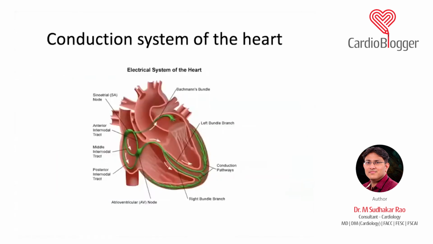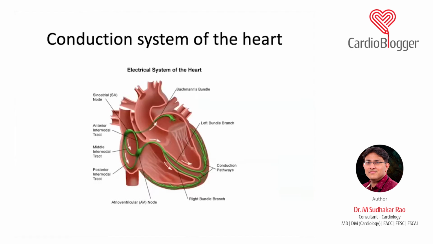So we know this is the conduction system of the heart. It consists of the SA node. From the SA node, the impulse goes to the AV node via the three pathways, that is the anterior, middle and the posterior internodal pathways. And from the AV node, we have something known as the bundle of His, from where it divides into right bundle and the left bundle.